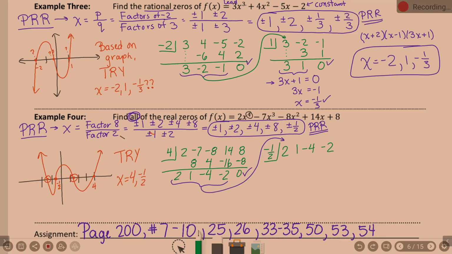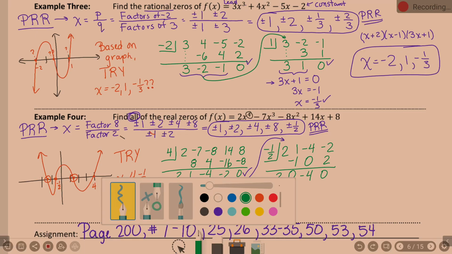Okay. Drop my 2. Negative 1/2 of 2 is negative 1. 1 plus negative 1 is 0. Negative 1/2 times 0 is 0. Add. Negative 4. Negative 1/2 times negative 4 is positive 2. I got a 0. Are we okay? Yeah, they worked.